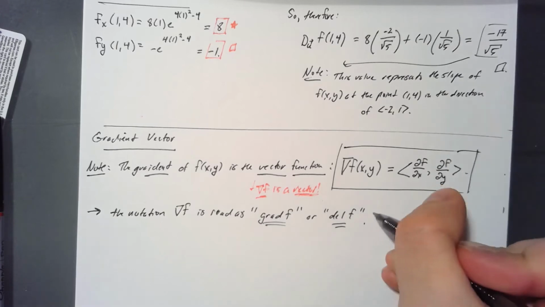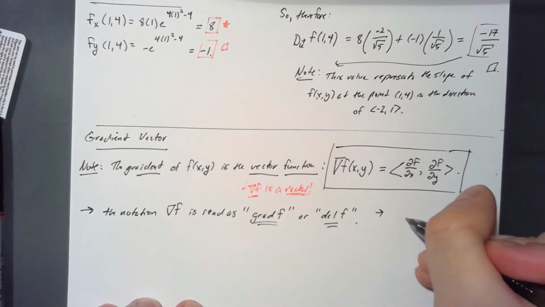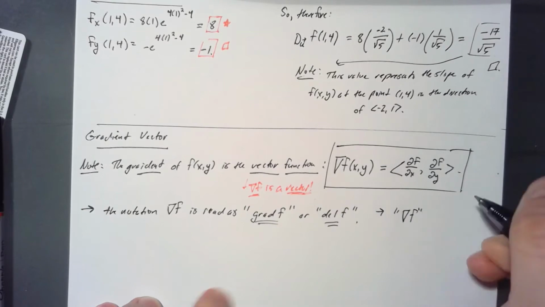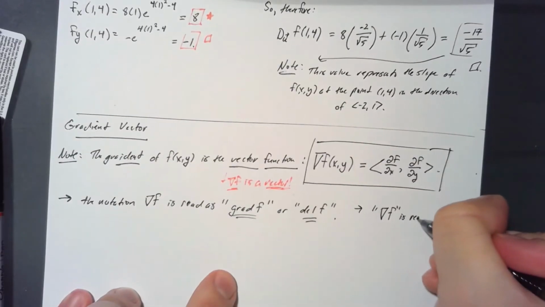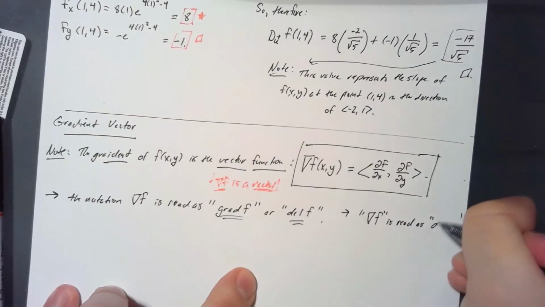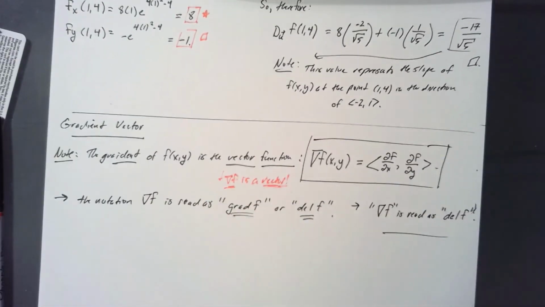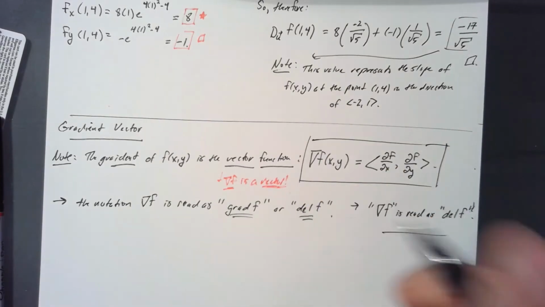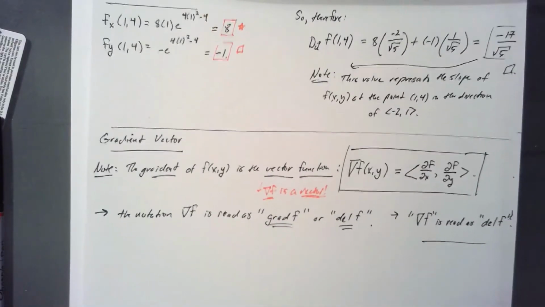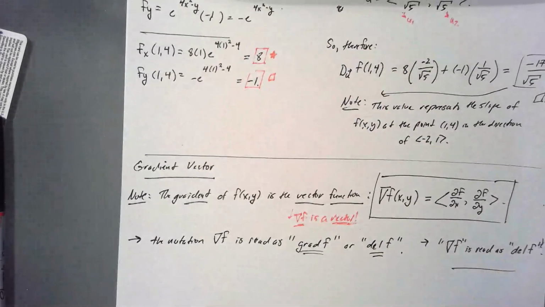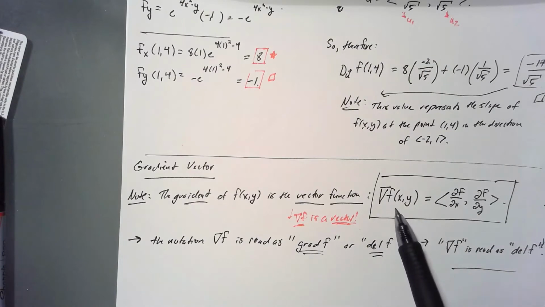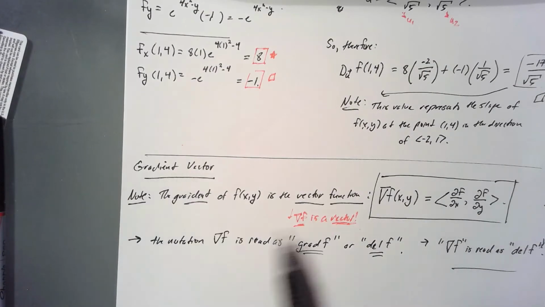So you could say that this is read as del of f. That's perfectly fine. Or you could say grad of f. I typically use grad of f. I don't know, del just always sounds goofy to me, so I typically use grad. So yeah, grad of f, and it's obviously grad because it's short for gradient. So, all right.